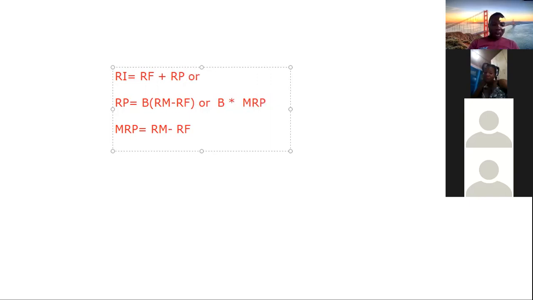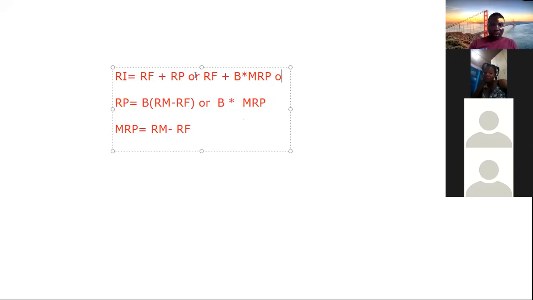Or my RF plus my beta bracket open, or beta multiplied by my MRP. I can rewrite it in this formula. I get you the scenario?